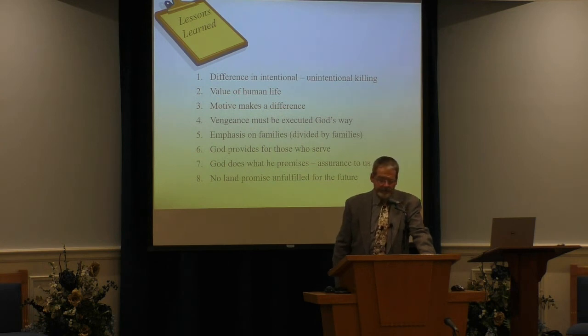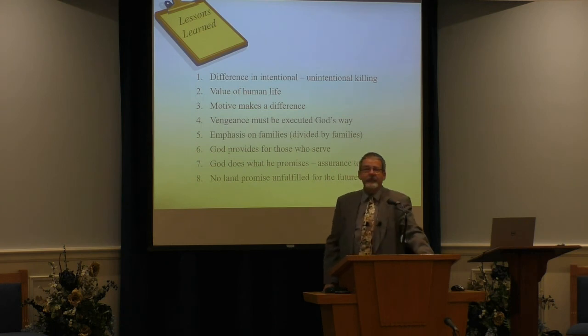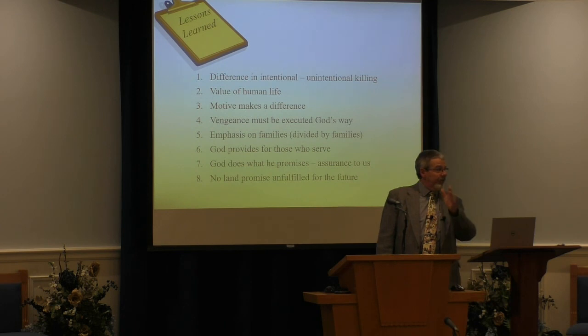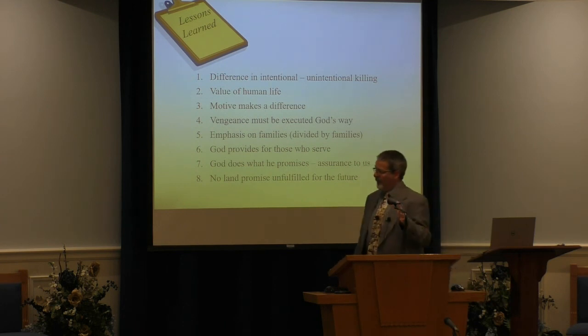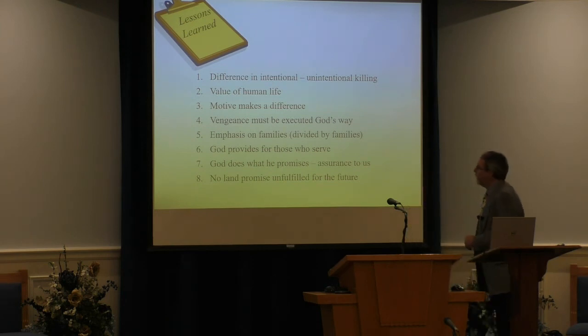Not the same thing. I learned of the value of human life from these chapters, because the one who intentionally took the life of another failed to pay the price. And so there's the value of human life taught in the Cities of Refuge story. Motive makes all the difference in the world. I learned that from chapter 20. So it's not just a list of the cities, but I'm learning motive makes a difference.